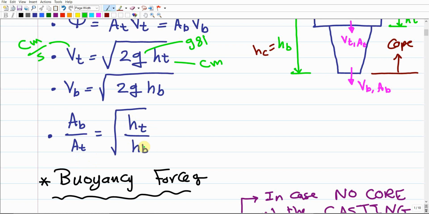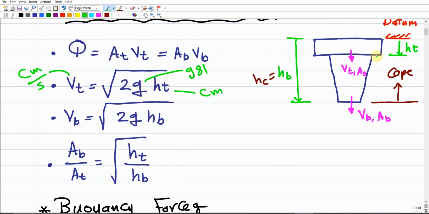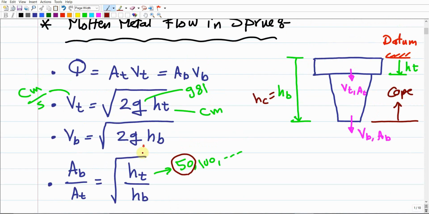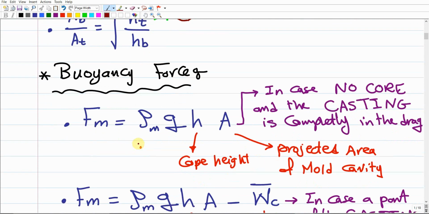It's going to be the square root of HT over HB, where HT, again, is the cope height, which is going to be like 50 and 100. There are some standard values. I told you in case I didn't give you HT, you're going to consider it as 50 millimeters in case it is not given. So this is what we discussed about the down sprue design.